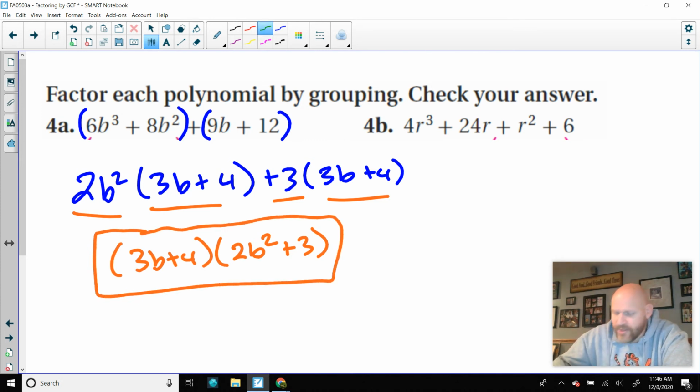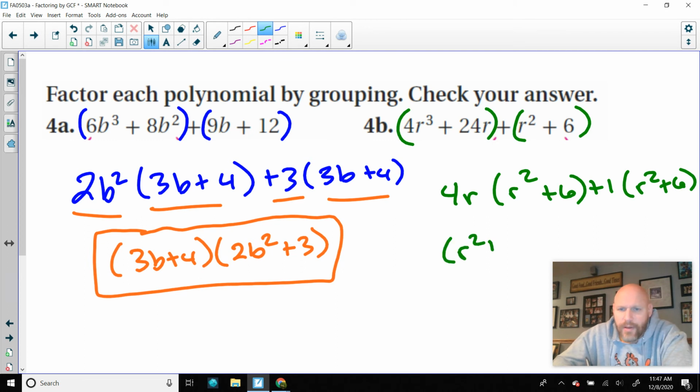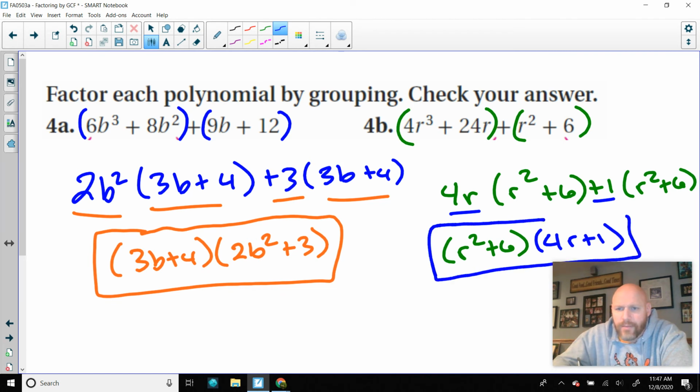All right, last question. I'm going to put parentheses around the front, parentheses around the back once again. Here I can factor out a 4r because there's only one r here and there's 3 r's here. So I end up with a 4r. And then I end up with r squared. 24 divided by 4 is 6. Once again, I have that number 1 out front, and I end up with an r squared plus 6 out back. I factor out the r squared plus 6's because I have 2 of them, and I end up with a 4r and a 1 out back. And that's it. There we go.